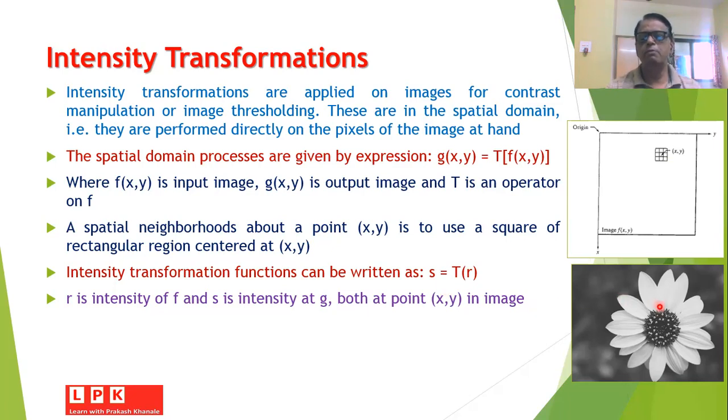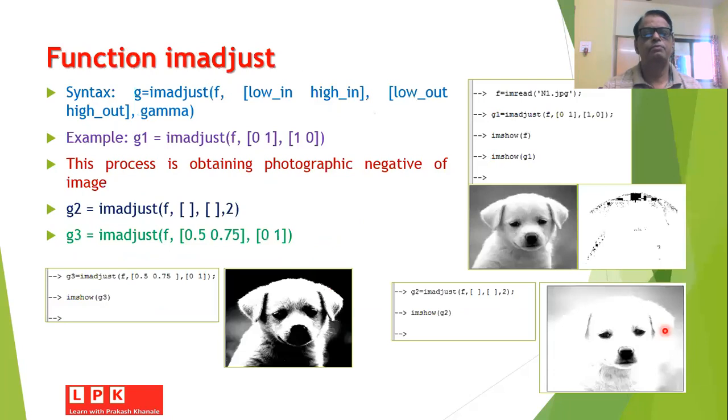Whenever you have been given any image, you can process it and perform some intensity transformation on it by the various functions provided in MATLAB or Scilab. The most popular function that can be used with the image is imadjust. The syntax for this function is: g is equal to imadjust of the image f, then in square brackets a lower value and higher value, comma, a lower value and higher value, comma, the value of gamma.